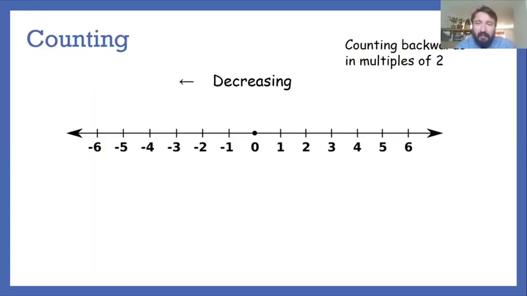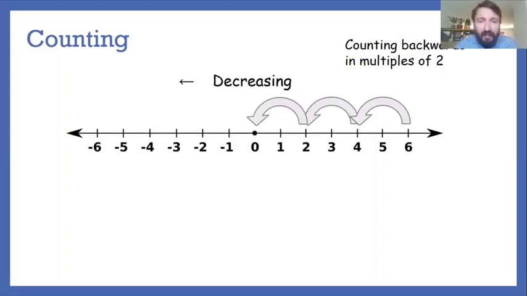So I'm going to start at 6. I'm going to be counting backwards in multiples of 2. So if I start at 6 and I'm counting backwards, I would obviously go to 4, 2, 0. Now it's really important we do not skip the 0. Sometimes I've seen this where children will go from 1 straight to -1. Okay, you've got to make sure that you are saying and recognizing that 0 is a value there.